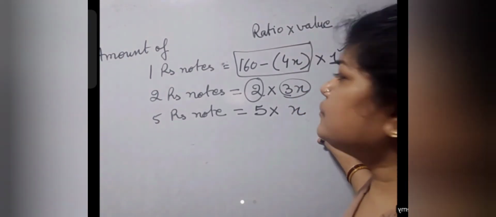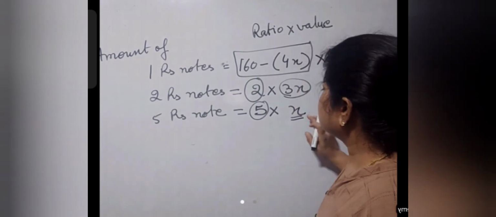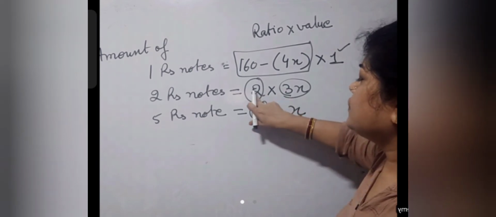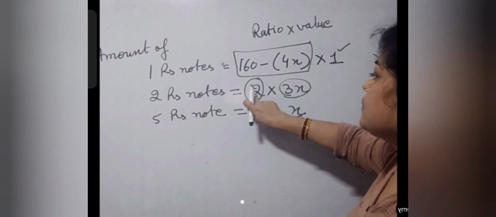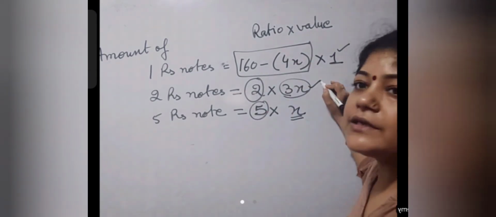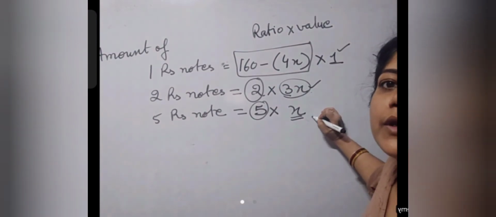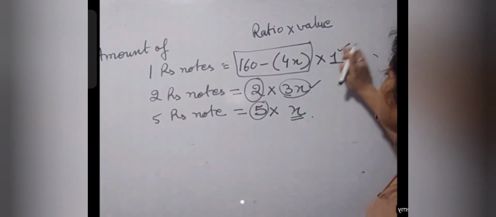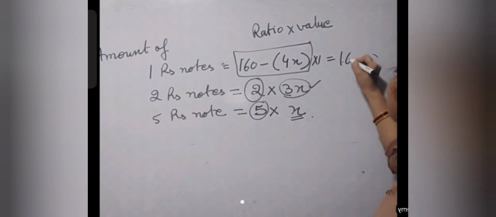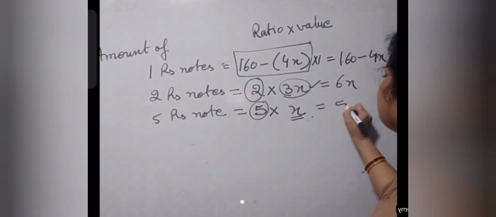Now this is the value, this is the ratio. Because I assume the 5 rupees coins are x. Then for the coins of 2 rupees, the ratio becomes 3x, because the coins of 2 are 3 times those of 5. Now, what is the answer over here? In the first case, when we multiply by 1, we get 160 minus 4x. Here I got 6x. Here I got 5x.